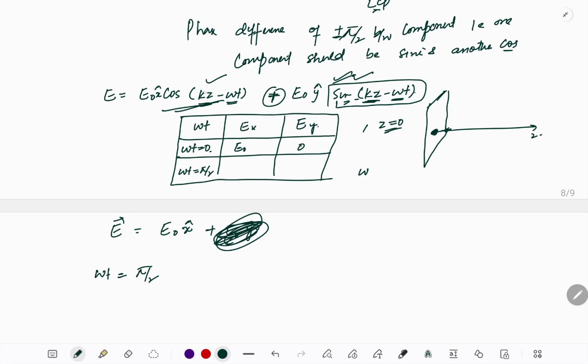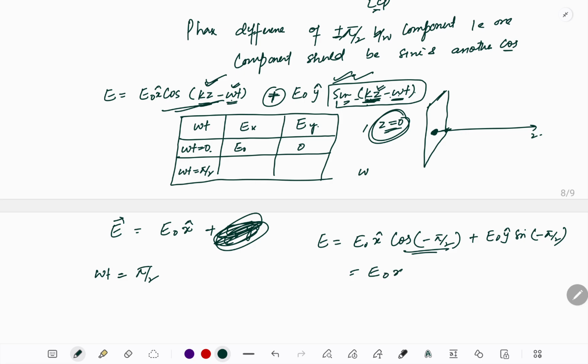So see, at the same z is equal to 0, so z is 0, and omega t is pi by 2, so it becomes cos of minus pi by 2, and here it becomes sine of minus pi by 2. Okay, let me write it carefully. E is equal to E naught x cap cos of minus, in place of omega t there is pi by 2, plus E naught y cap sine of, it becomes 0 minus omega t, which is pi by 2 minus pi by 2. Cos of minus pi by 2 is cos of pi by 2.